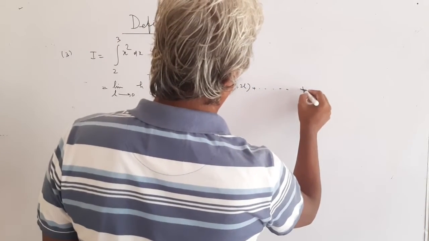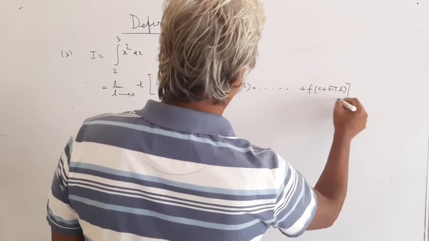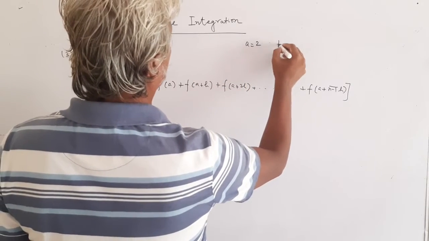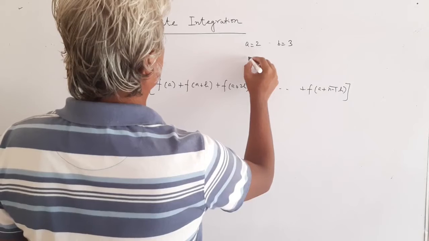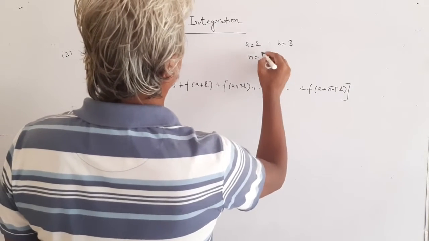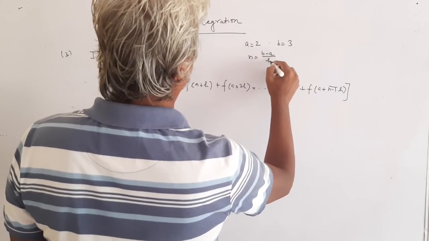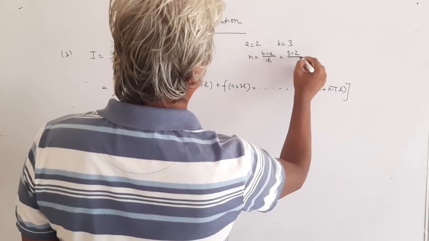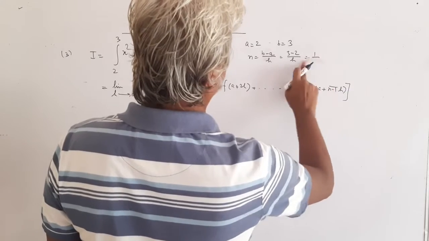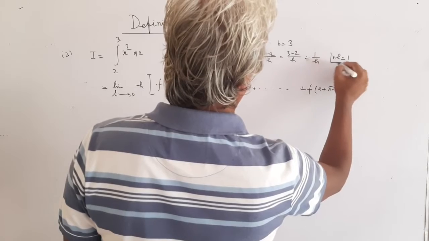dot dot dot plus f(a plus (n minus 1)h). Now a is the lower limit, so a is 2, b is 3, then n is (b minus a) over h. So we have 3 minus 2 over h, that is 1 over h. It means nh equal to 1.